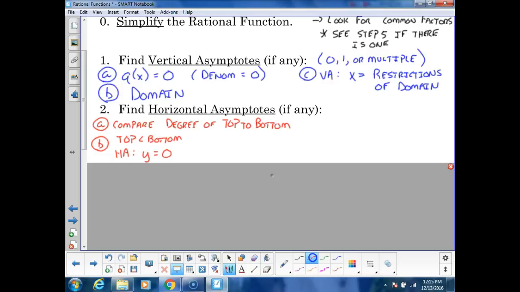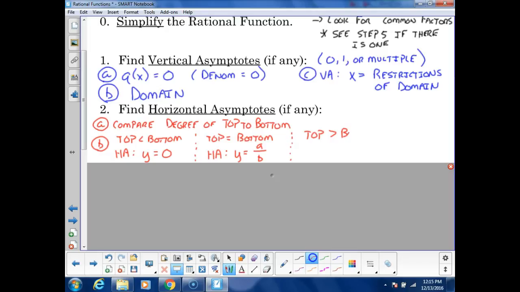What's the other one? Top equals bottom. Horizontal asymptote is y equals A over B. And where do you get A and where do you get B from? Lead coefficients. A is the lead coefficient of the top, and B is the lead coefficient of the bottom. And then back to your first one, and there's a reason I put it last.